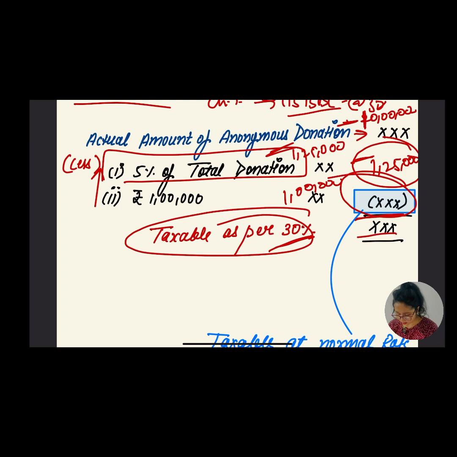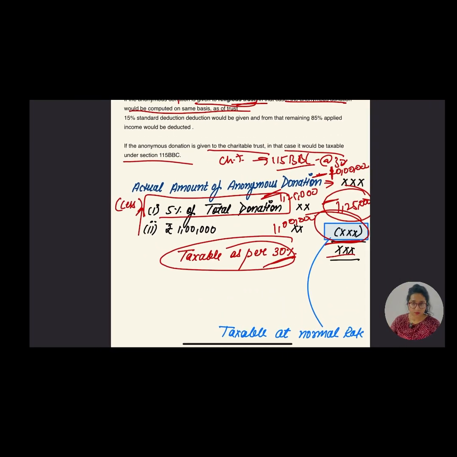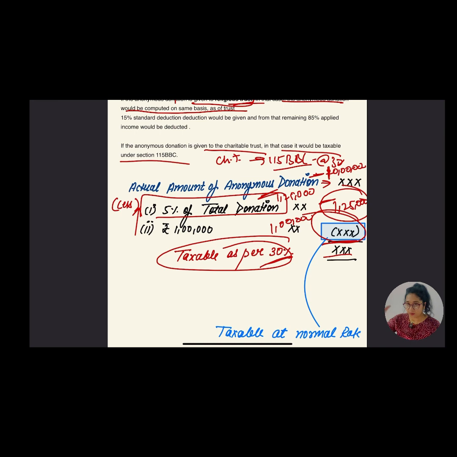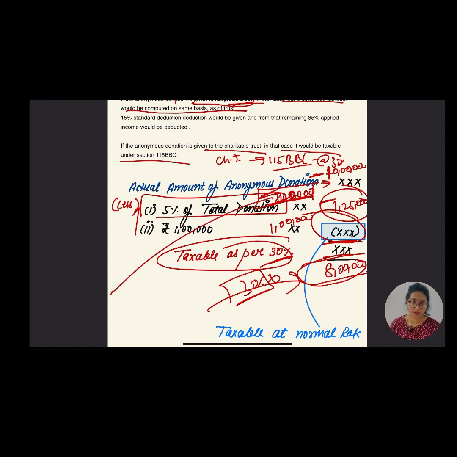I'll solve one question. What I told you: from that 10 lakh we have to deduct the higher among 1,25,000 or 1 lakh, or let me round off and take it as 2 lakh. Don't get confused here. So the remaining amount is going to be 8 lakh. In this 8 lakh, the taxable amount is at the rate of 30%. But what about this 2 lakh? 2 lakh would be added back, and that is going to be taxable at the normal provisions.